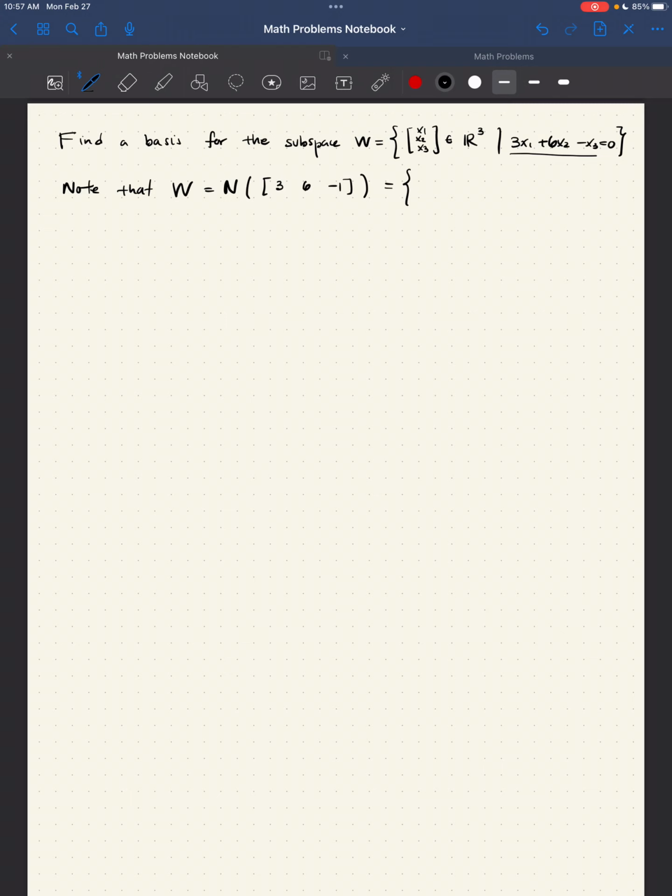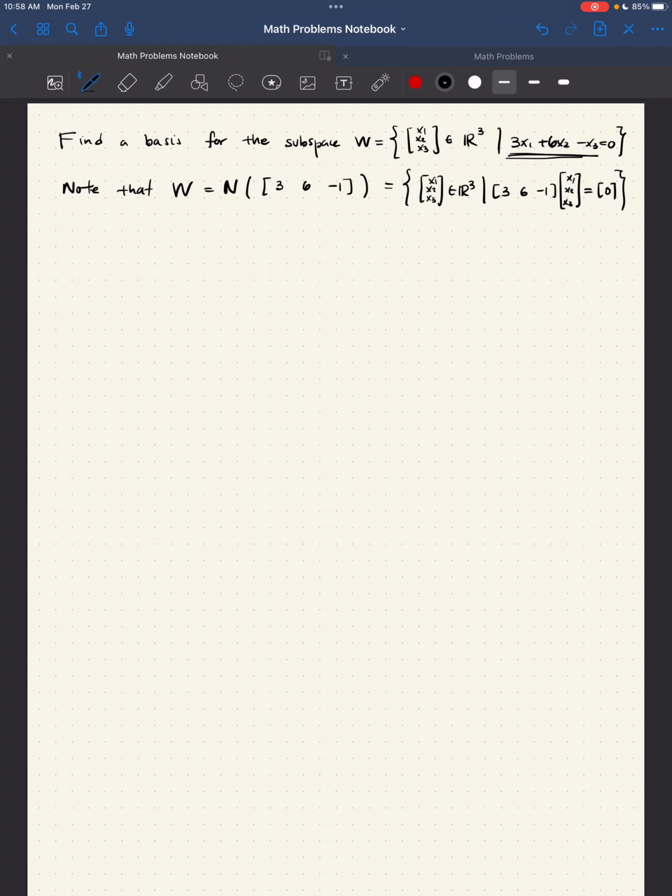This is nothing else but the collection of all those vectors x1, x2, x3 in R3, such that when I multiply 3, 6, -1 against the vector x1, x2, x3, I get 0. But you see, this is exactly the same description as the one that we have here. Equivalent, right? Okay, so now that we have identified W as the null space of a matrix, we can simply proceed to finding a basis for this null space.